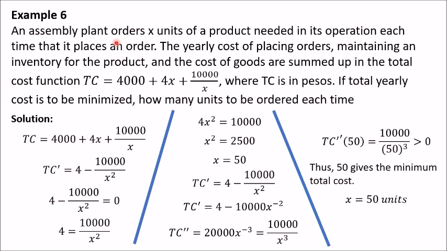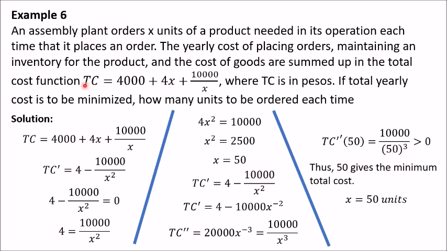Example number 6. An assembly plant orders X units of product needed in its operation each time that it places an order. The yearly cost of placing orders, maintaining an inventory for the product, and the cost of goods are summed up in the total cost function, this one. TC equals 4,000 plus 4x plus 10,000 over x, where TC here is in pesos. If total yearly cost is to be minimized, how many units to be ordered each time?